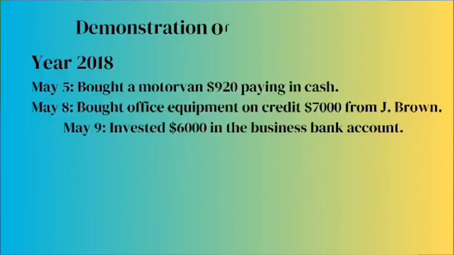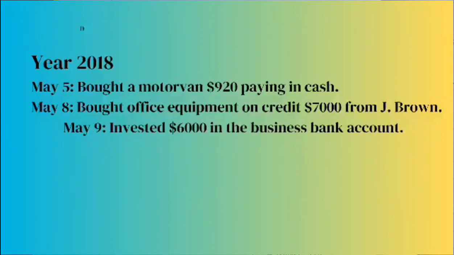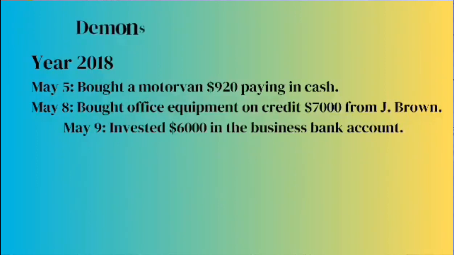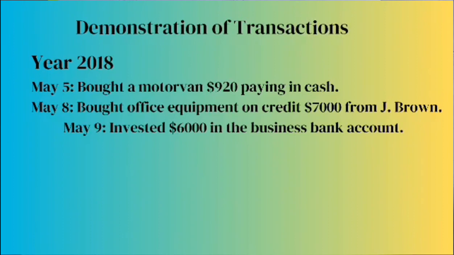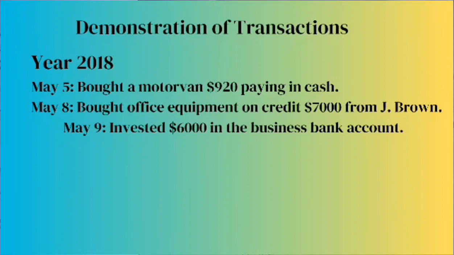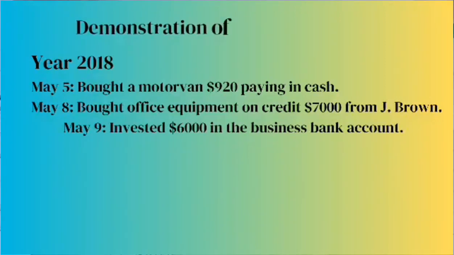Now we're going to record three transactions using the T account. Year 2018, on May 5, bought a motor van, $920 paying in cash. On May 8, bought office equipment on credit, $7,000 from J. Brown. And on May 9, invested $6,000 in the business bank account.